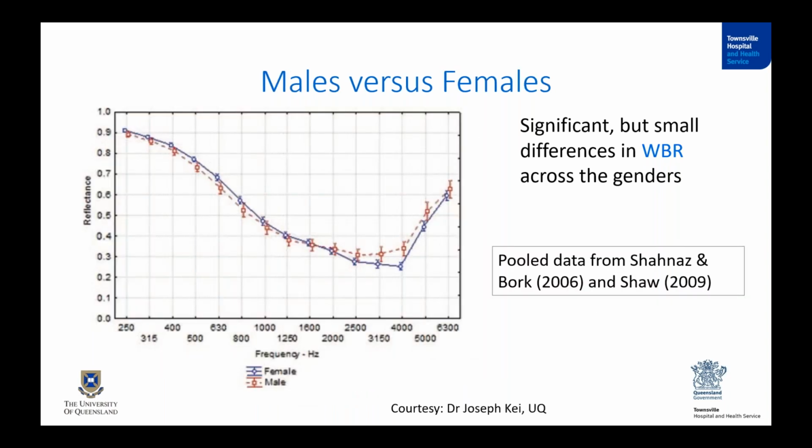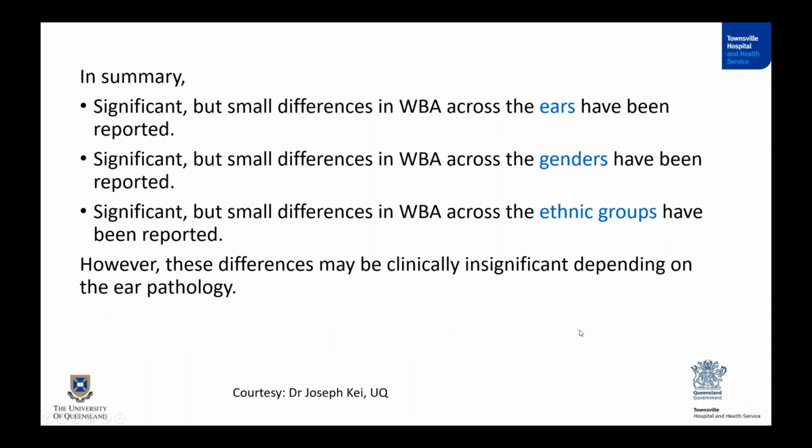So we can use the same norm across both ears. Similarly, the effect of gender is still equivocal. Some studies have found a very small difference between males and females, and some studies have not. Even if there's any difference between males and females or ethnicity, it's usually attributed to body mass, head shape and size, and ear canal volume. At this stage, we don't have to have separate norms for males versus females or for the right and left ear. So in summary, statistical differences were found, but clinically they're not that significant across the groups.